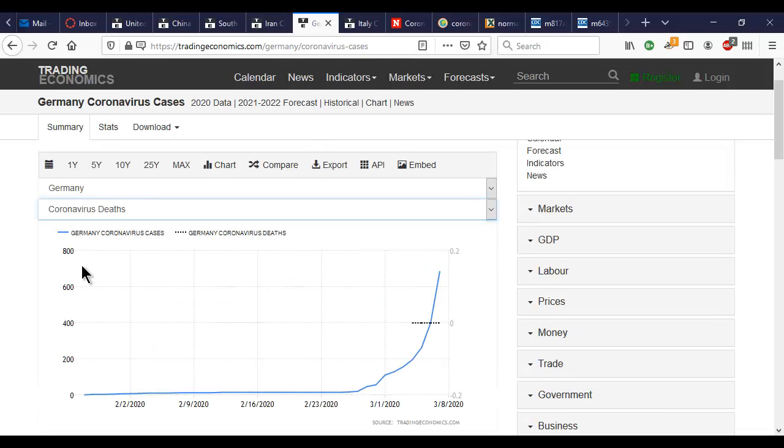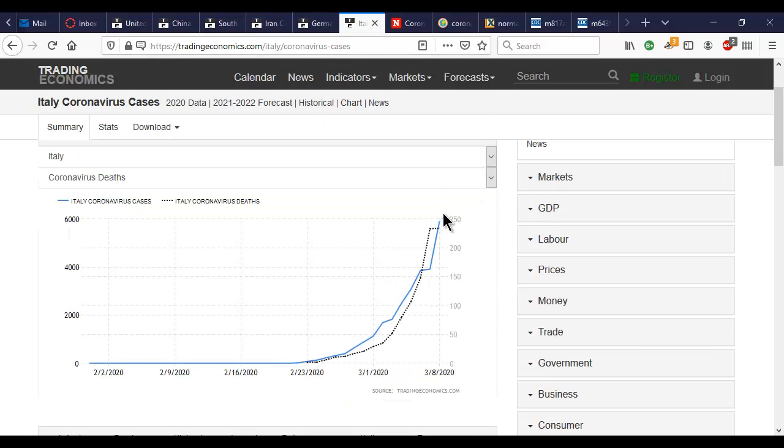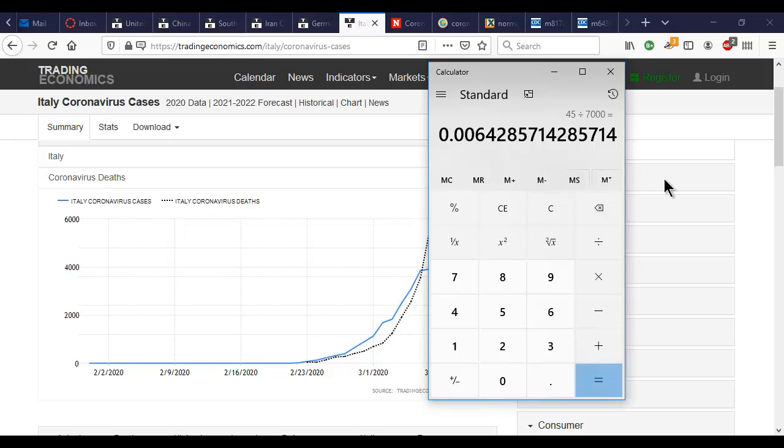Anyway, so that's that. Here's Germany, doing pretty well. They've got about 700 cases, but zero deaths. So they're really taking care of their folks. Anyone who's got it so far in Germany has survived. Italy reported, this is again March 8th, 6,000 cases and over 200 deaths. Let's say that's 230. So 230 over 6,000. What does that give us?